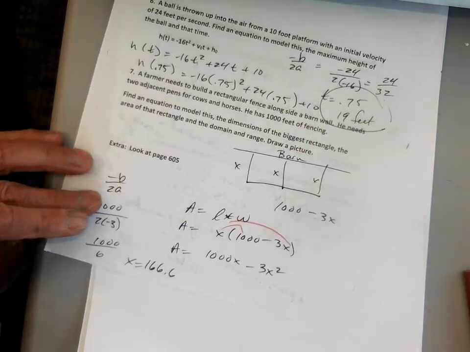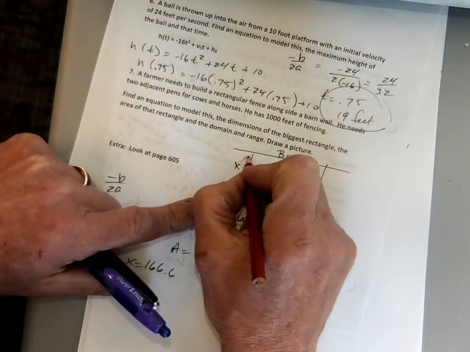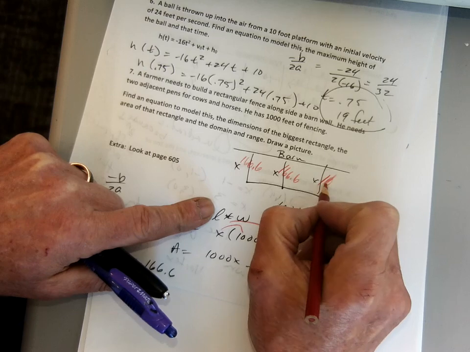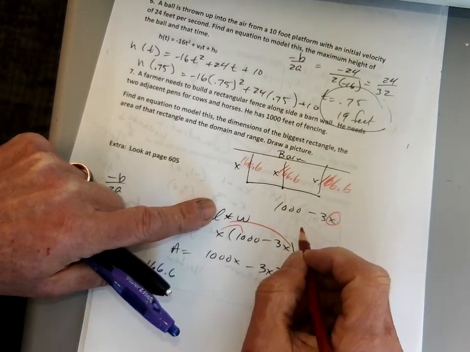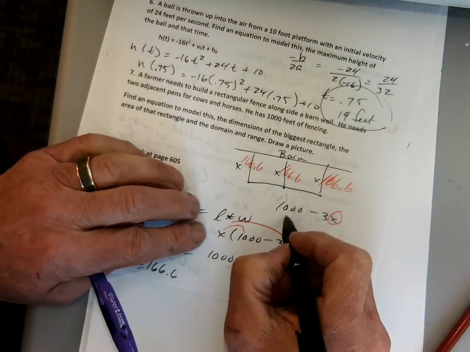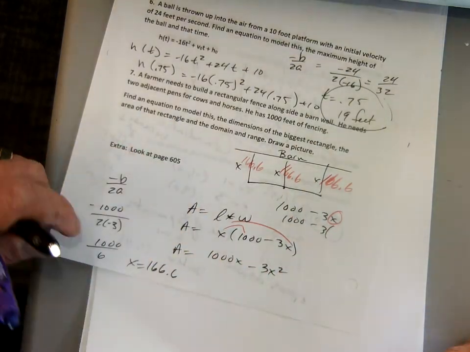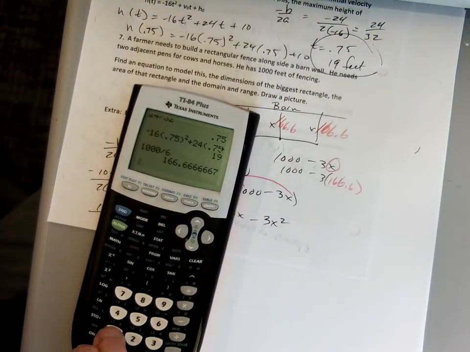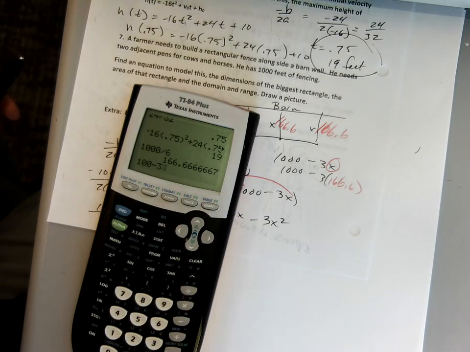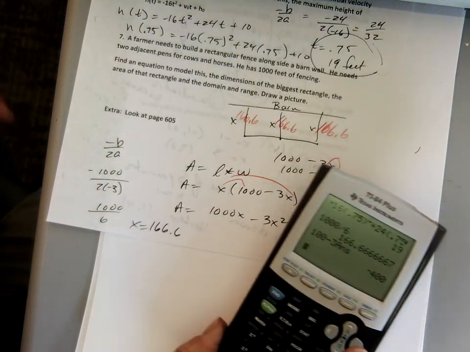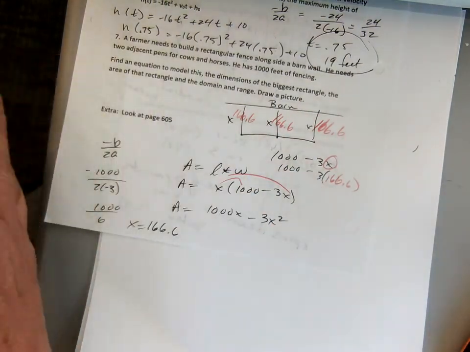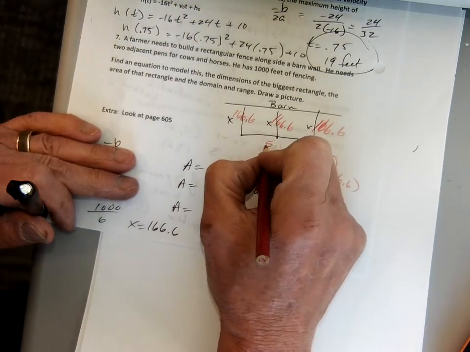Okay, so I go to build my fence, and I know this is 166.6, all of these. The length is going to be 1,000 minus 3 times my 166.6, because that's x. Using my calculator, what's 1,000 minus 3 times that answer? I get about 400. Oh, is it? Oh, no. Try it again. 1,000 minus 3 times 166.6, and I get an answer about 500. Okay, there we go. 500. So there's the dimensions.